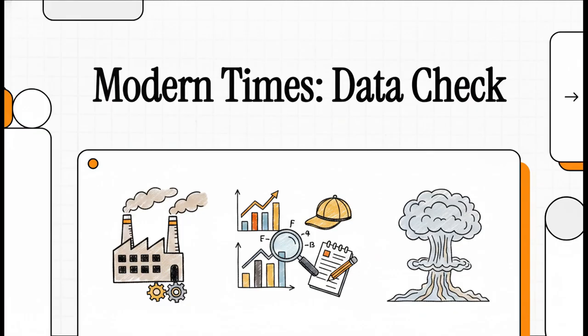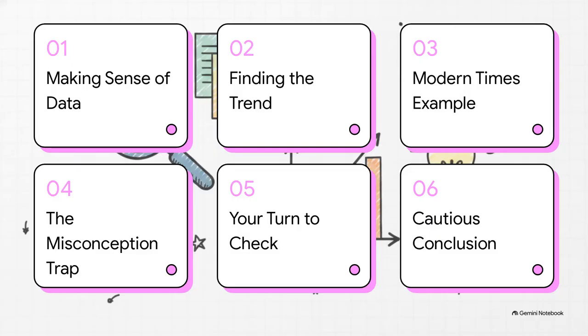Okay, let's dive into this historical detective journey. Here's our roadmap for today. We're going to start with making sense of data, then move to finding the historical trend. After that, we'll look at a modern times example, learn how to avoid the misconception trap, give you a chance with your turn to check, and finally wrap it all up with the cautious conclusion.